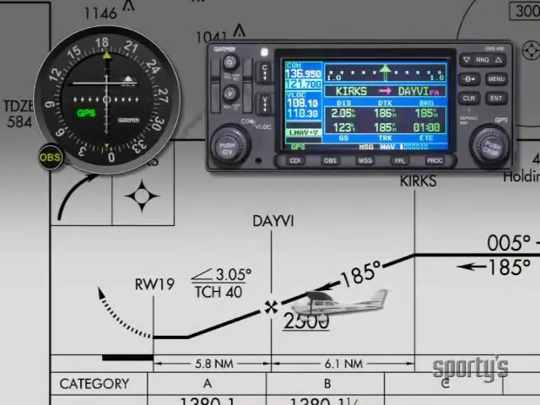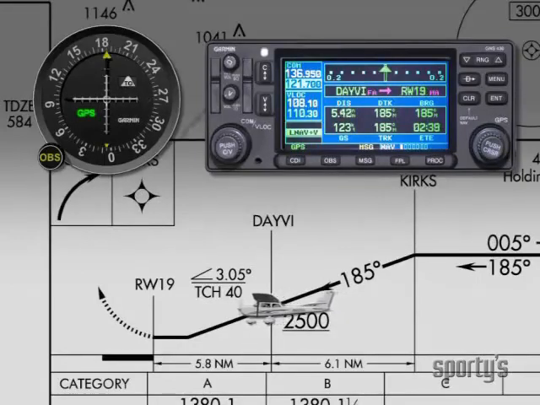It's still considered a non-precision approach and subject to the same MDA rules as other non-precision approaches. The vertical guidance simply allows the approach path to be more stabilized and reduces workload. A good rule of thumb is, if you have advisory vertical guidance available, use it. A non-WAAS 430 will not provide any vertical guidance on a GPS approach.